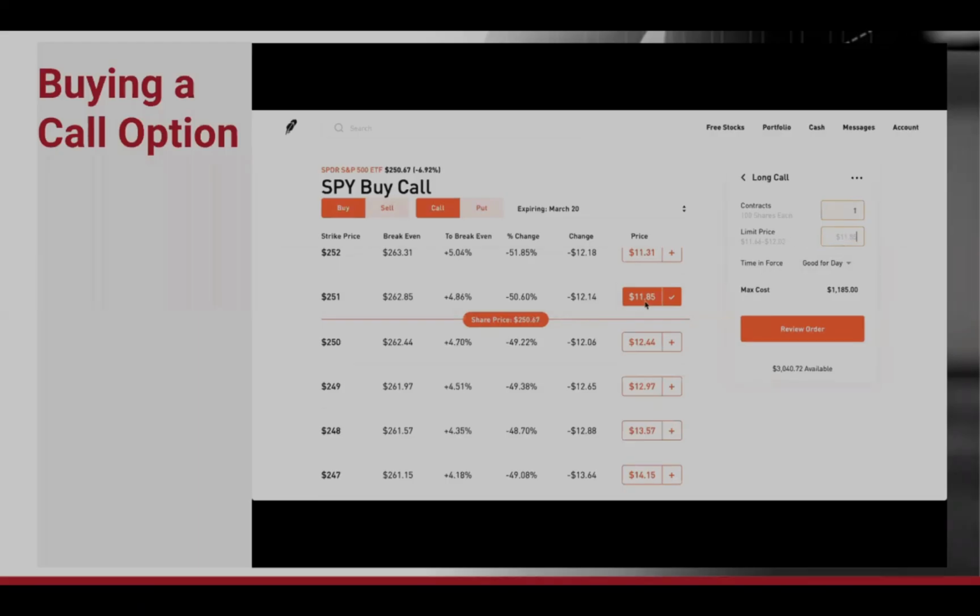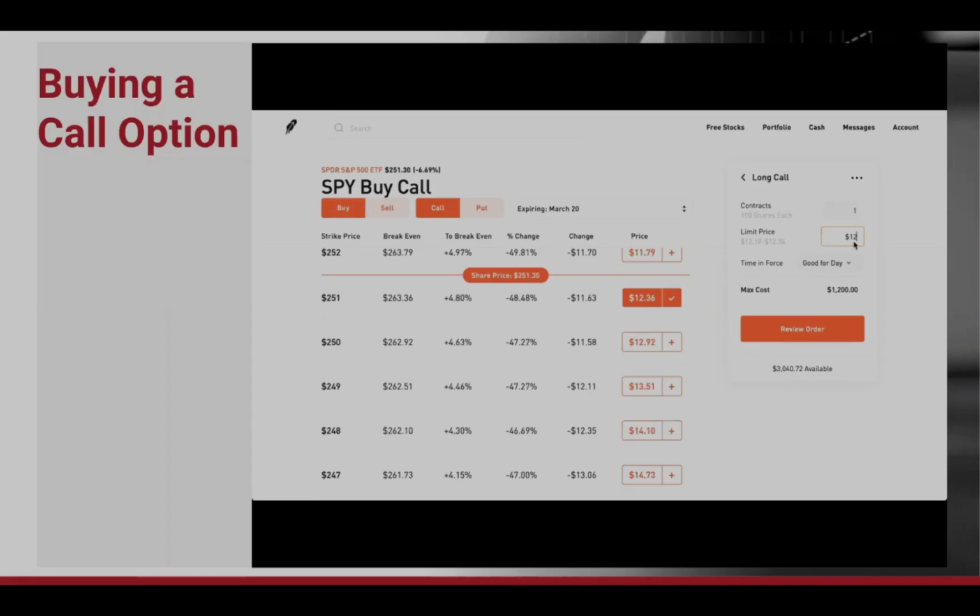So we're just going to see if we can get it for $1,200 even. So we're going to put a $12 limit price. We hit review order. You see that I have $3,000 available, so we have more than enough money to buy it. So we're buying one option, which is controlling 100 shares at $12.